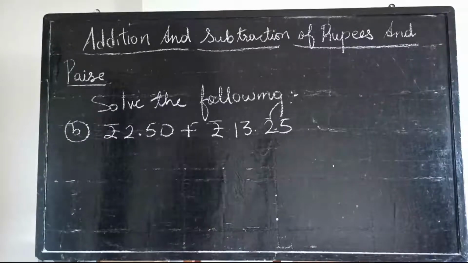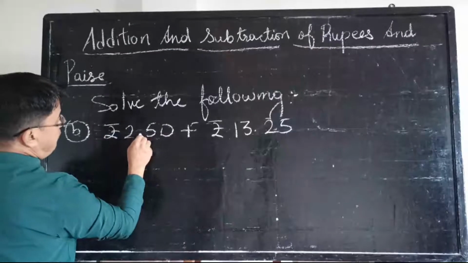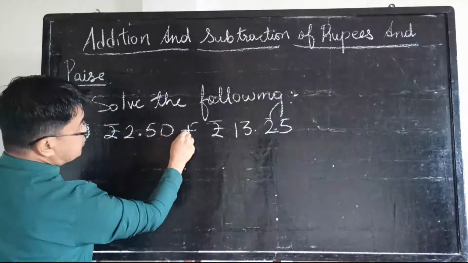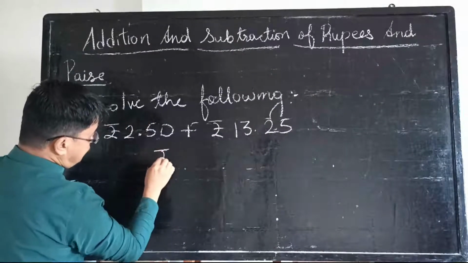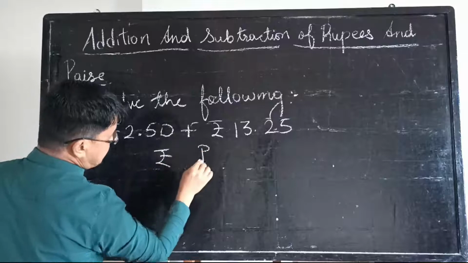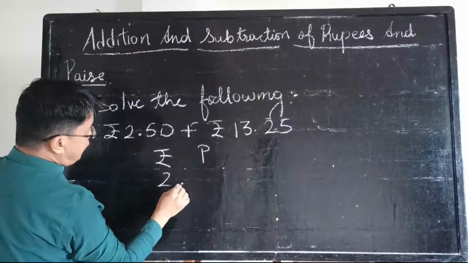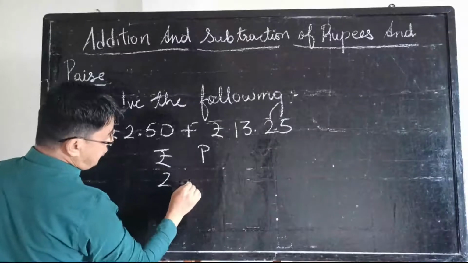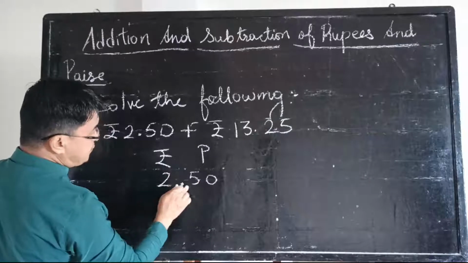Now look at this next example. Rupees 2.50 paise plus rupees 13.25 paise. Now you write your rupees and on the right side you write paise. First, how many rupees here? 2 rupees. And how many paise? Your paise after the dot. 50 paise. This dot separates the rupees from the paise.